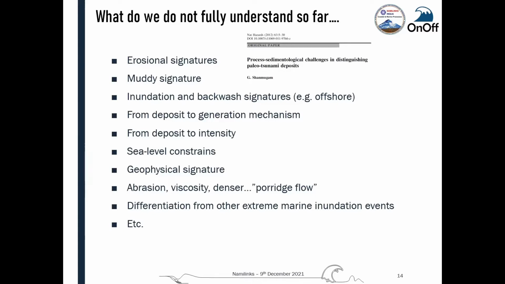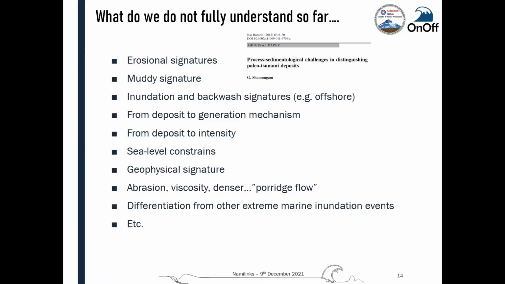Then again, going from the deposit to establishing the generation mechanism will be crucial. I think we can address that if we extend the spatial distribution of our analysis, because I think typically a landslide-generated event would be more unidirectional, while an earthquake will have a larger and more equal distribution of tsunami imprints. But that is something I'm not sure about and needs to be explored, because if you are working with civil protection, they will want to know if we can retrieve that information.